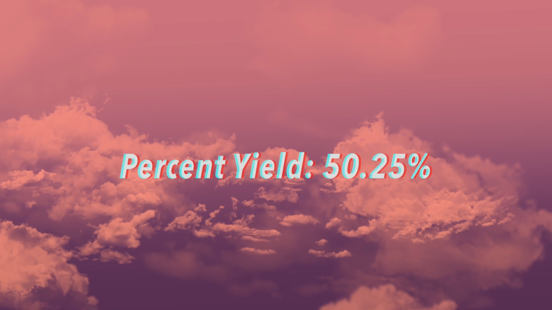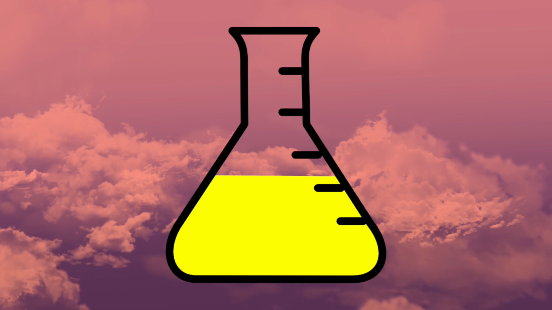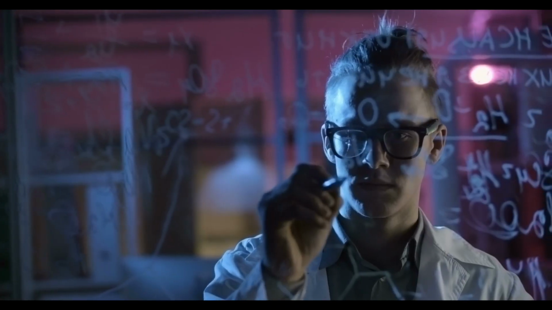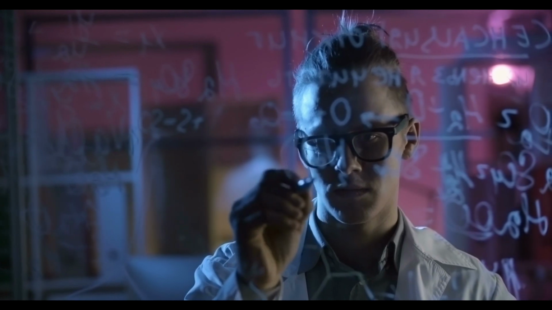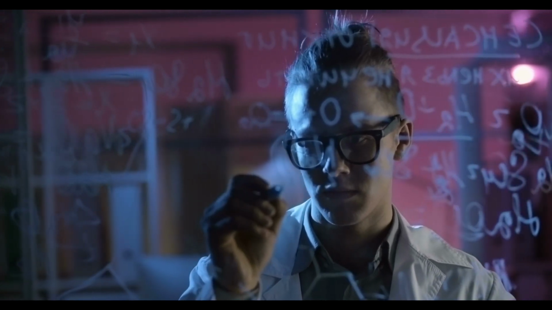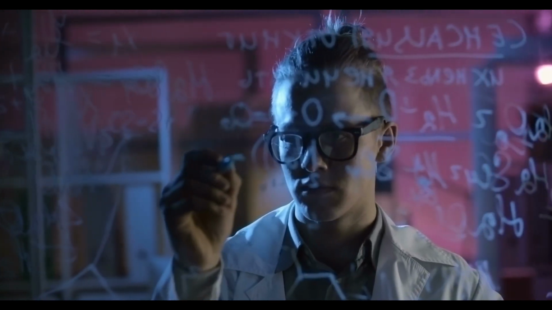So, what does a percent yield of 50.25% mean? A percent yield of 50.25% means that I actually produced half of the amount of product that I calculated I'd produce. Calculating the percent yield can be seen as a way to determine how well one performs a reaction and how close to perfect we can come. So I'm about halfway to perfect, basically.